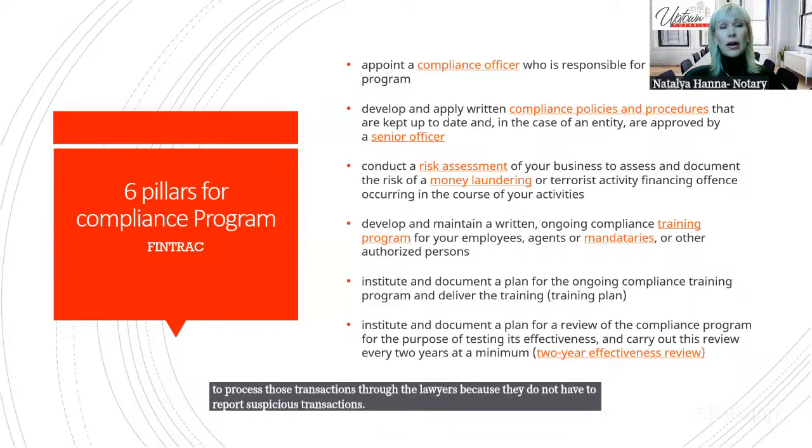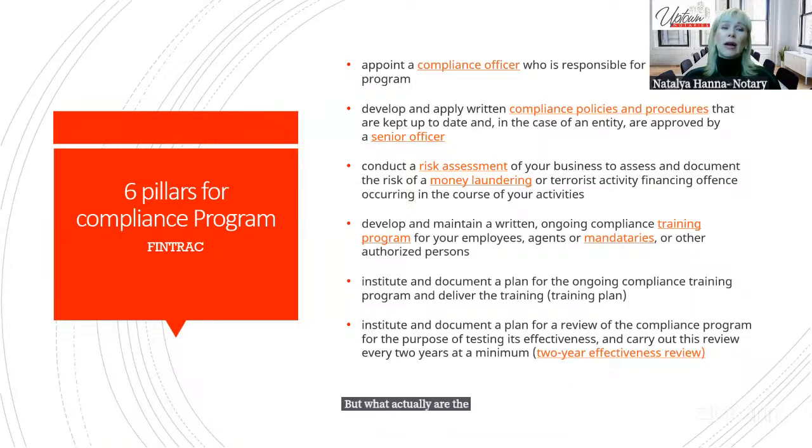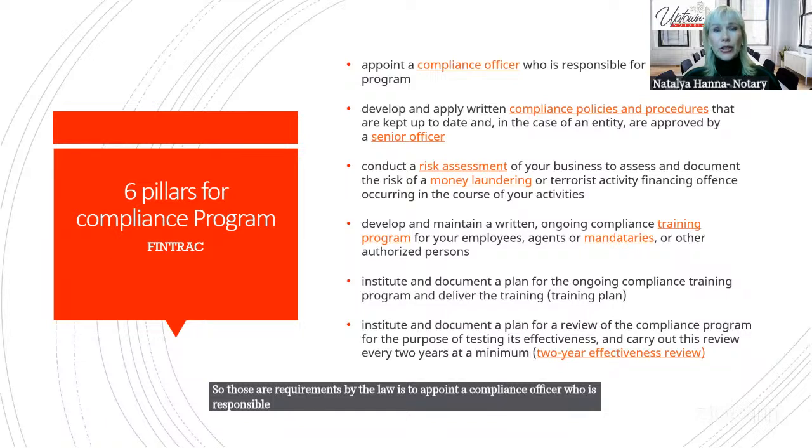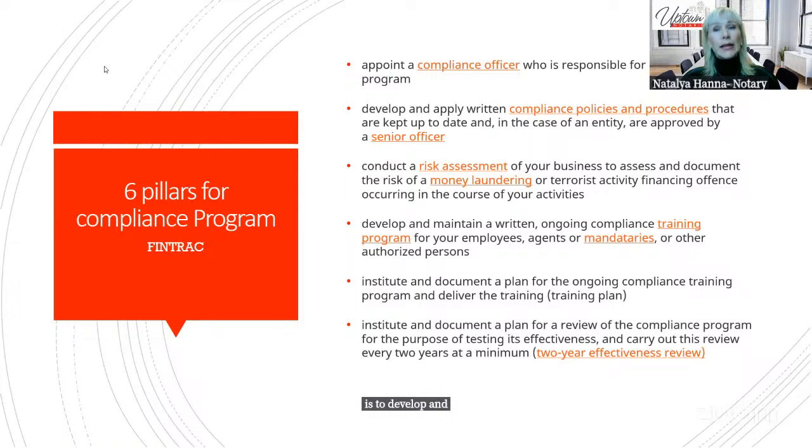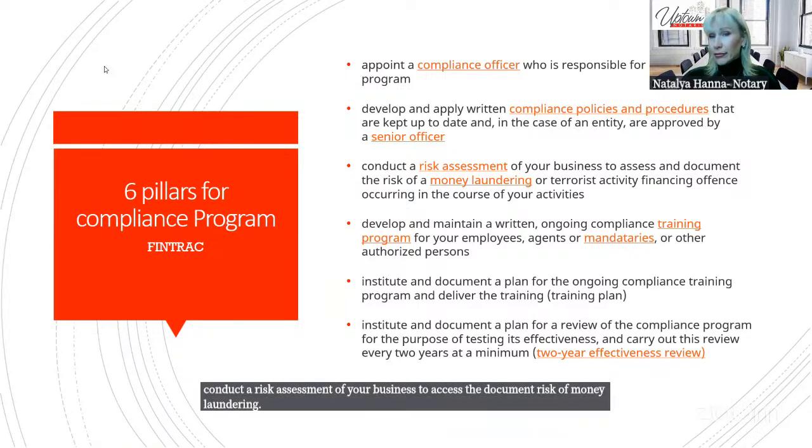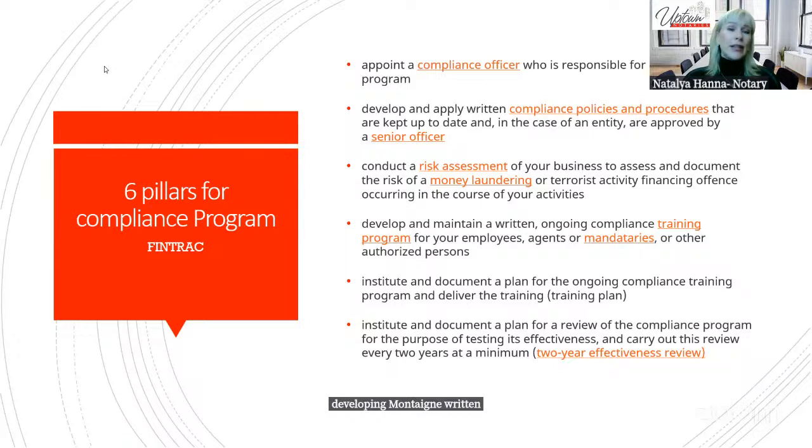But what actually are the 6 pillars for the compliance program? Those are requirements by the law: to appoint a compliance officer who is responsible for the program implementation, to develop and apply written compliance policies and procedures, to conduct a risk assessment of your business to assess and document the risk of money laundering, and to develop and maintain a written ongoing compliance training program.